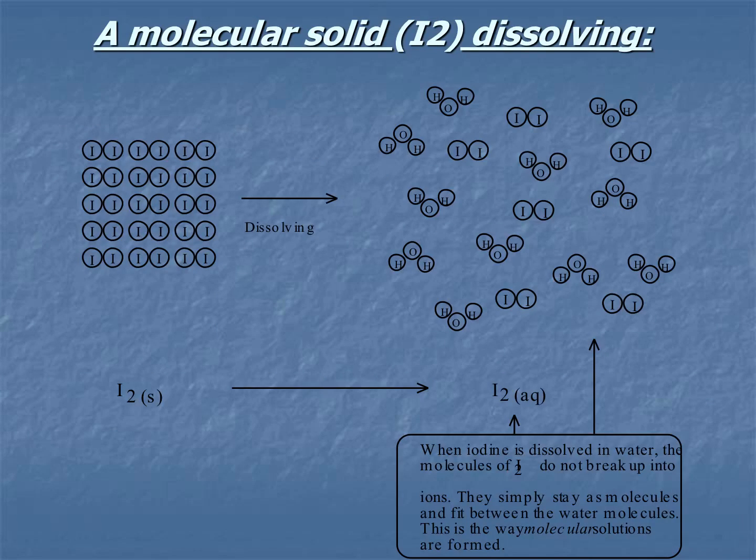So for a molecular solid, like I2, if I had it in a solid, it'd be in a rigid structure, and then I had it dissolving. Notice my interaction here. It's just iodine and water, iodine and water. They're all dispersed, so it has dissolved, but it's not actually being able to create a current. There's still no positive and negative, no ability to transfer electrons.